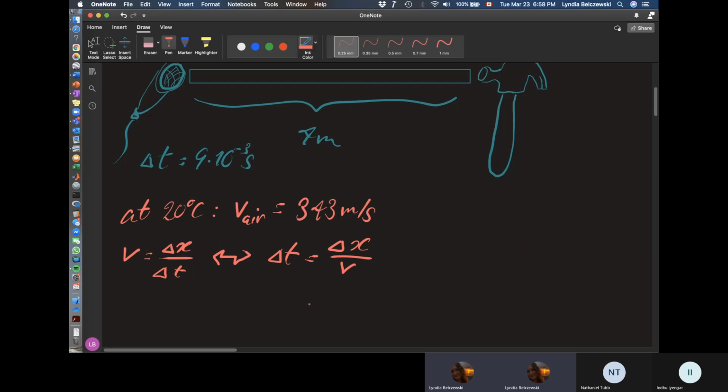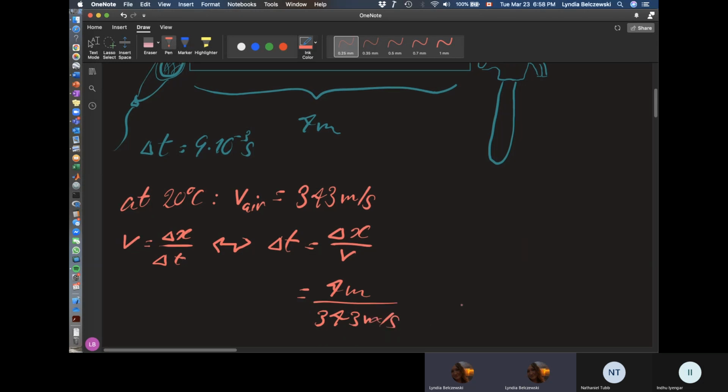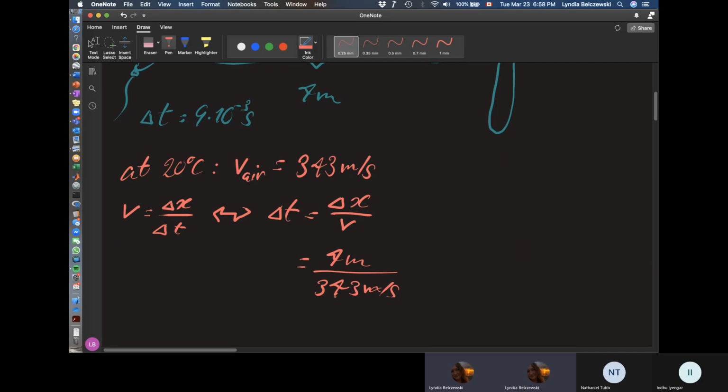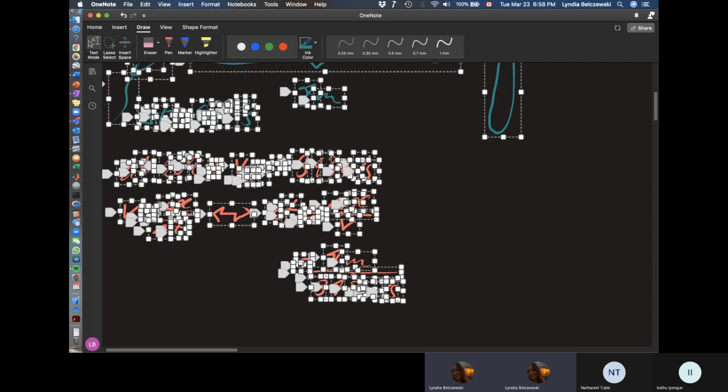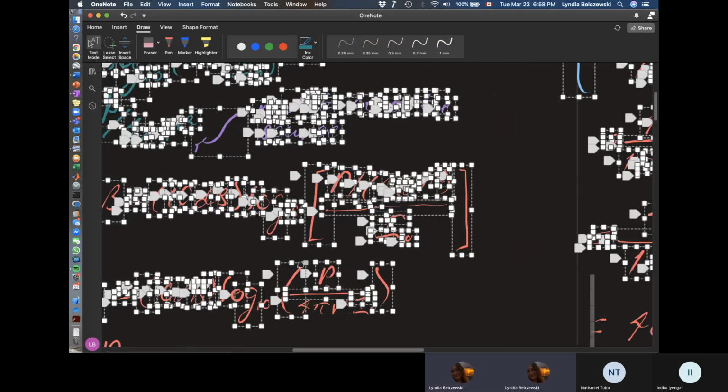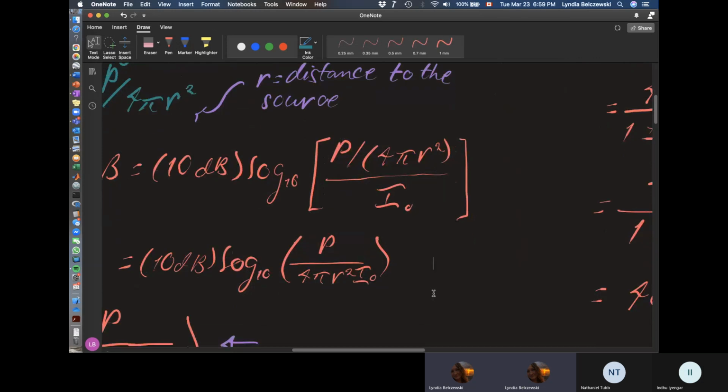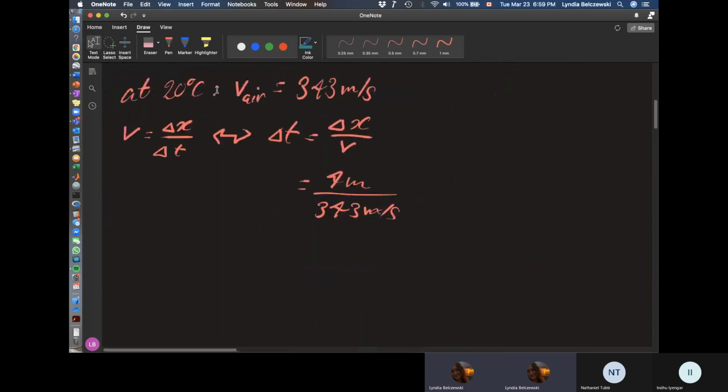So the amount of time that it takes for the sound wave in the air to go from the hammer to the microphone, that's going to be 4 meters divided by 343 meters per second. And I'm running out of space, but I'm getting a time of about 0.01 seconds. Oh goodness, what did I do? Okay.